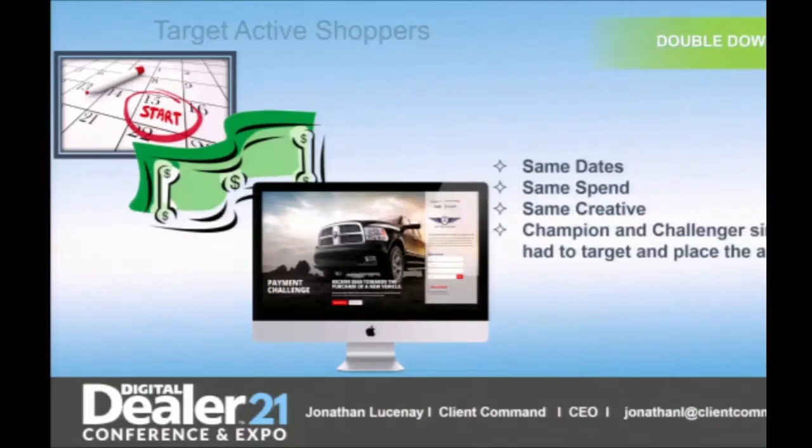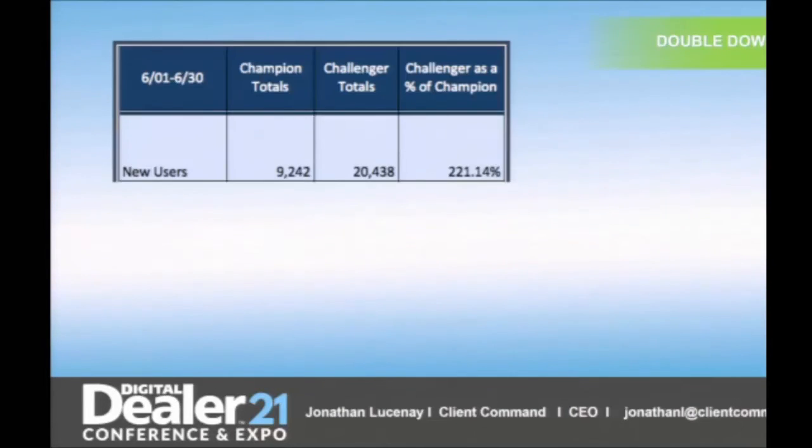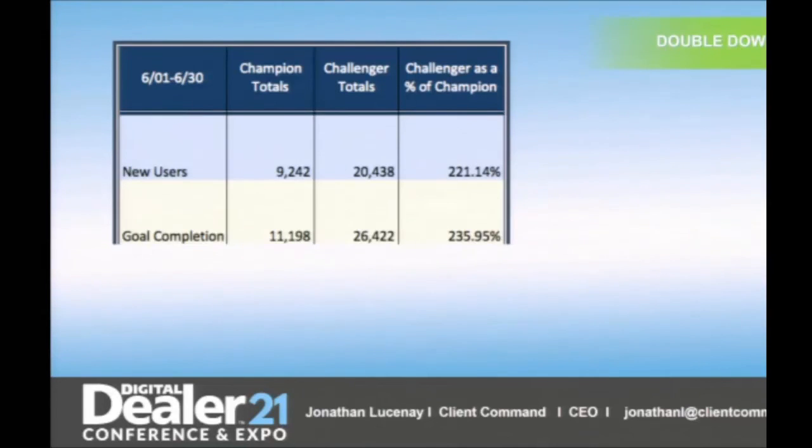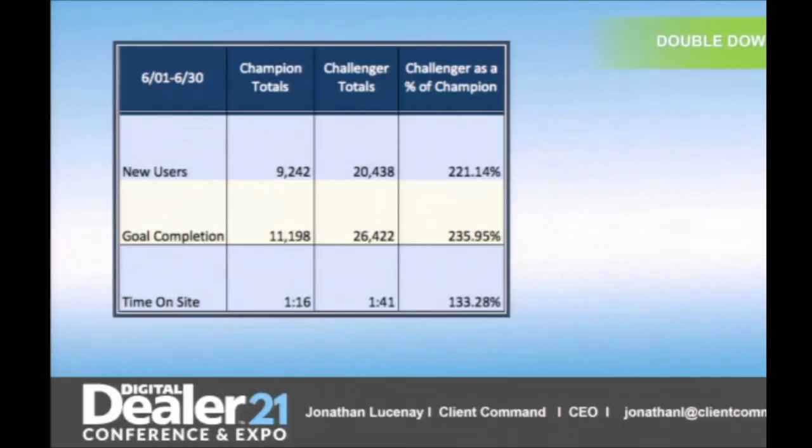In this particular one, the champion and the challenger, they only had to target and place the ads. So it's you go serve the ads. This vendor, you go serve the ads. That vendor, same creative. This particular case was same spend. It was run 6/1 through 6/30. So in June of this year, the champion had 9,200 visits, new users, and the challenger had 20,000 visits. The time on site, again, in favor of the challenger.